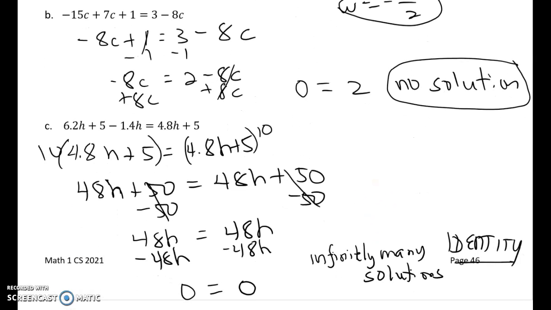Then part C, again, solving for the variable. You see that the variable disappears. But then you also notice that you're left with a statement that says 0 equals 0. You're left with a true statement, which means that there are infinitely many solutions for this equation, and this situation is called an identity.